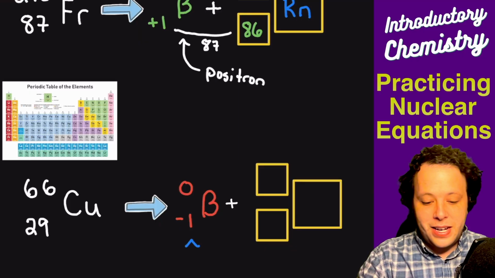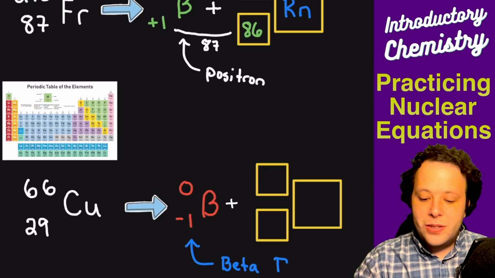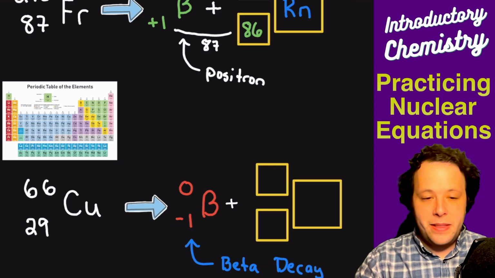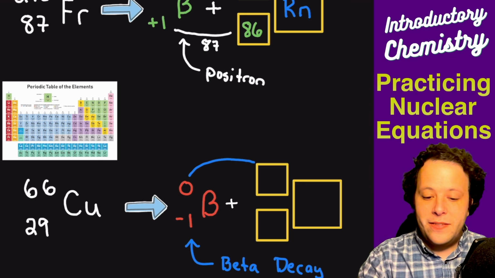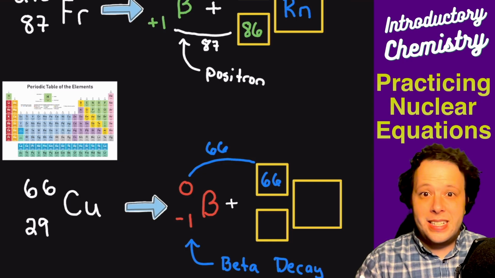If we have another one, in this case we have a beta decay that's occurring. So we have copper 66, and it's going to be going through beta decay. What that means is we're going to do the same type of thing. The atomic mass has to be the same on both sides. Being that we have 66 on the left, we should have a total of 66 on the right. So we see that 66 plus 0 is equal to 66.